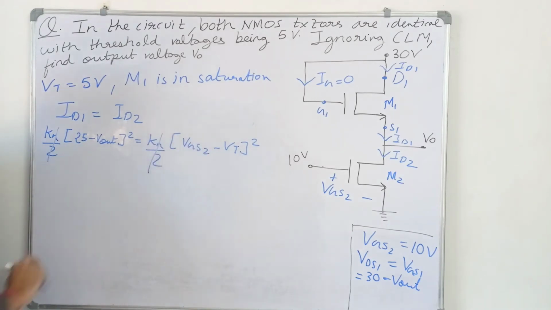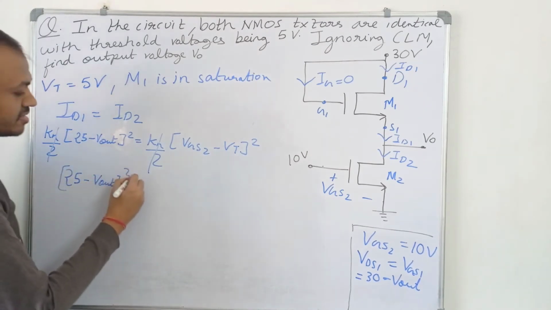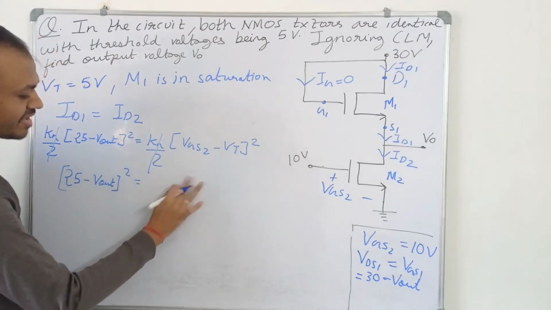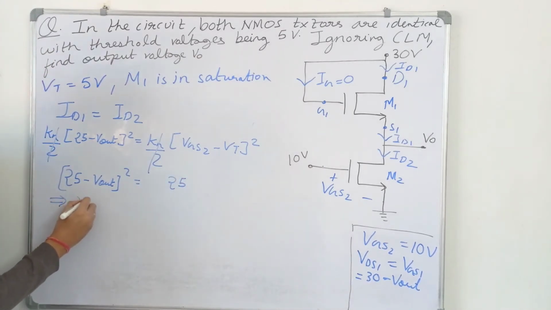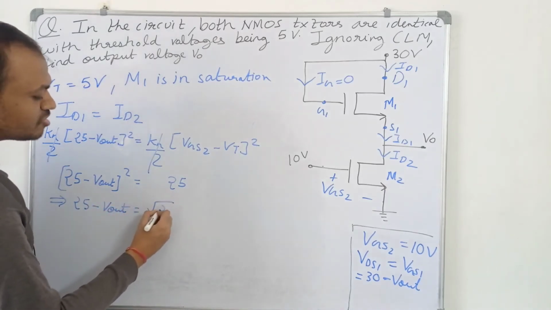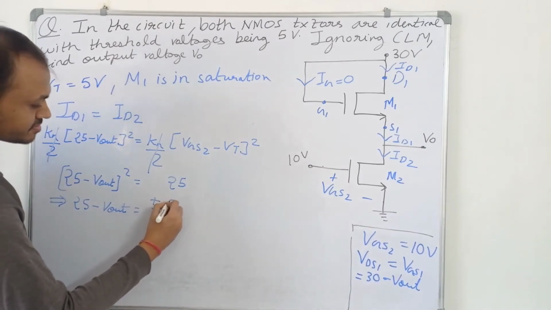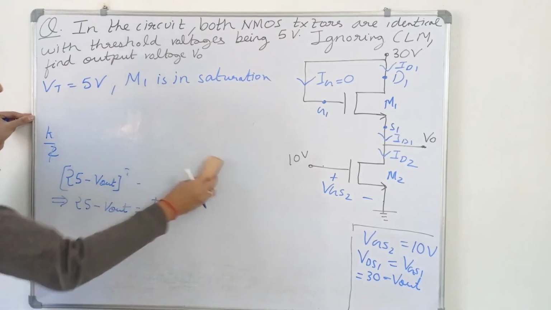VGS2 is 10 volt, Vt is 5 volt. So we will get (25 minus Vout) squared is equal to 5 squared, and 5 squared is obviously 25. Taking the square root of both sides, 25 minus Vout is equal to the square root of 25, and the square root of 25 can be plus or minus 5. So by this, Vout can be either 30 volt or 20 volt.